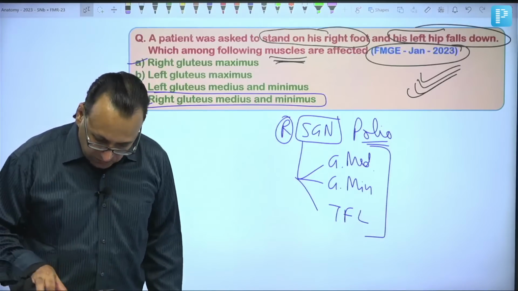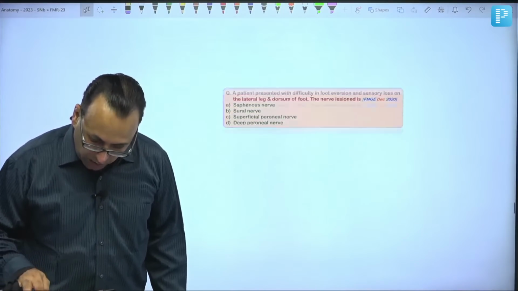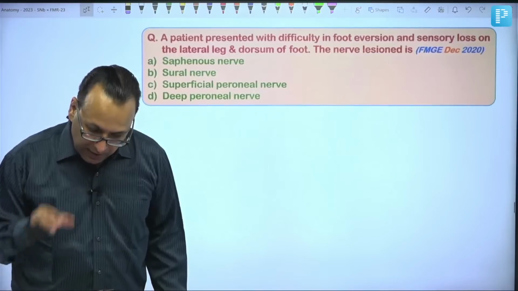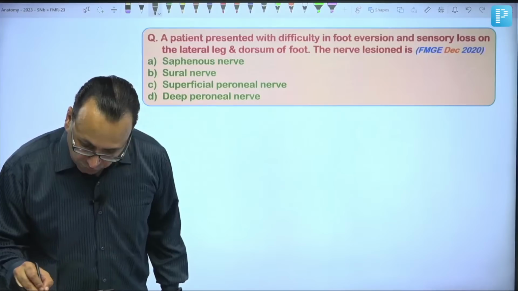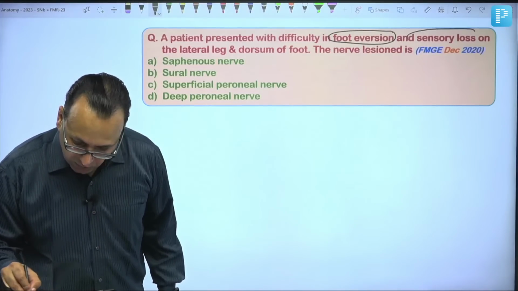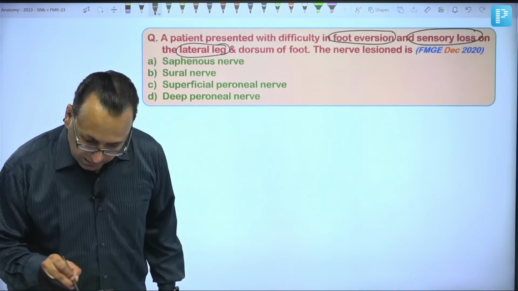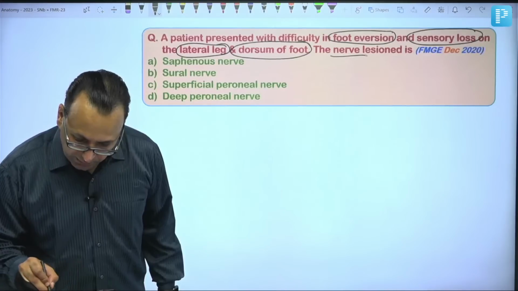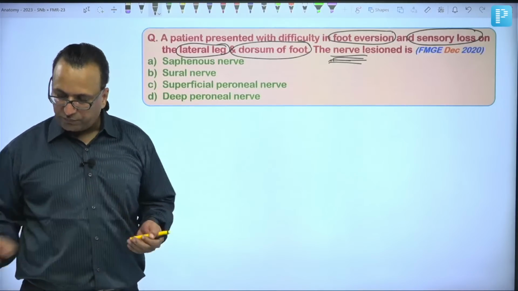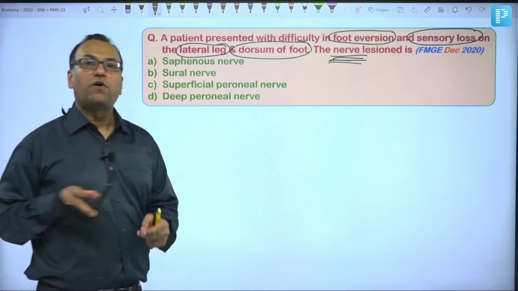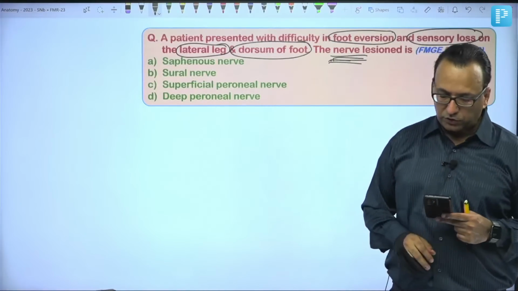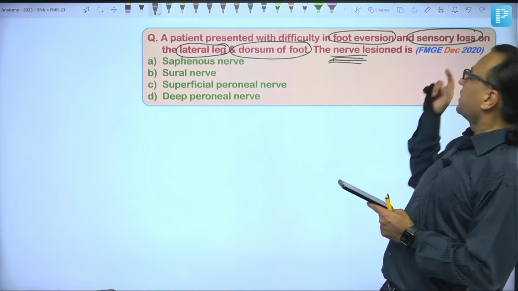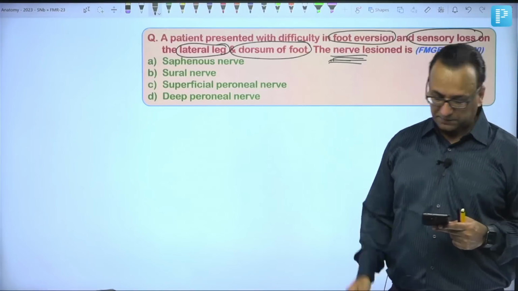Okay, so as we proceed further, you have this question. Patient presented with difficulty in foot eversion and sensory loss on the lateral leg and dorsal foot, the nerve lesion is. I know most of you will try to search for an answer, but that answer is not available. This is your question. It was asked December 2020. What is your answer?